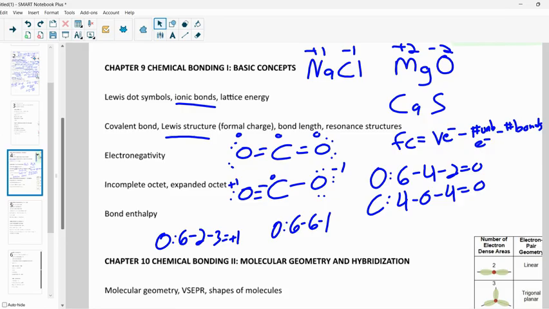So which one is more plausible? This top one. There's nothing wrong with the other one, right? Everybody's still following the octet rule. It still works out. But this one is more plausible because we get our formal charges down to 0. We only have to worry about formal charges when they say prove using formal charges.